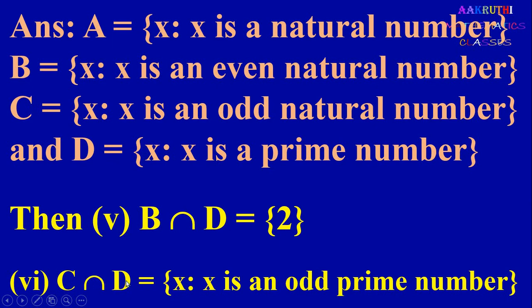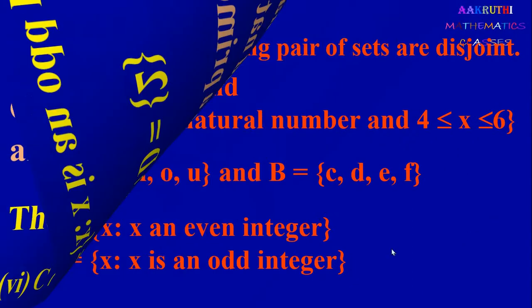So next, C intersection D. Now C is odd natural numbers, D is prime numbers. Now odd natural numbers and prime numbers. So the common is odd prime numbers. It should be odd natural numbers and also prime numbers, and we can write it as odd prime numbers.